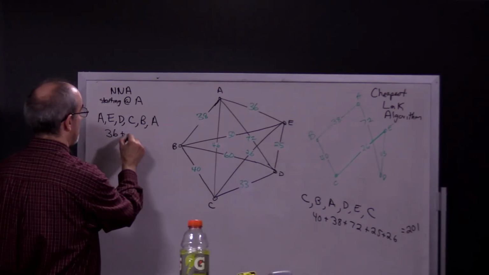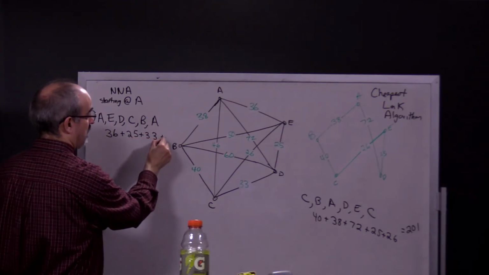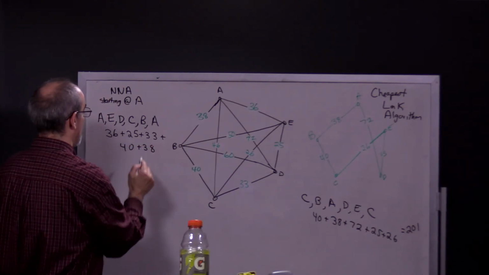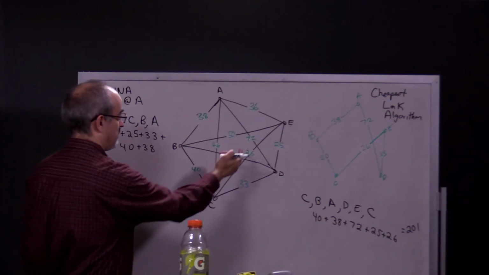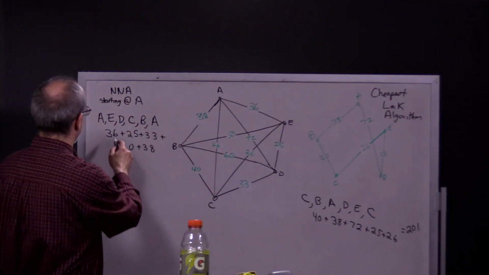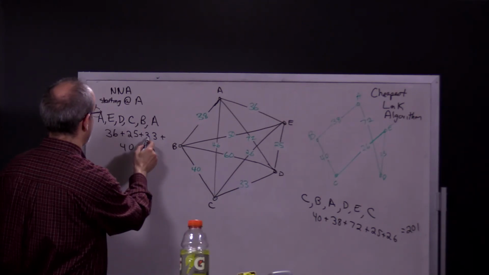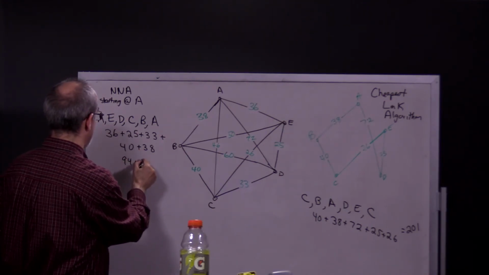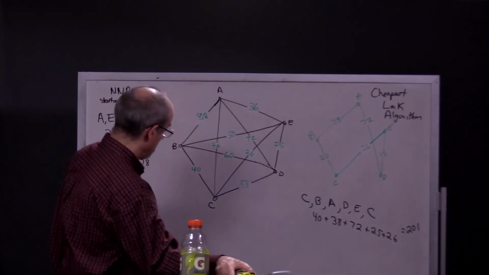36. Notice that we didn't have to travel along the one with 72. So this is going to give us 61, 94, 94 plus 78, 172? Okay.